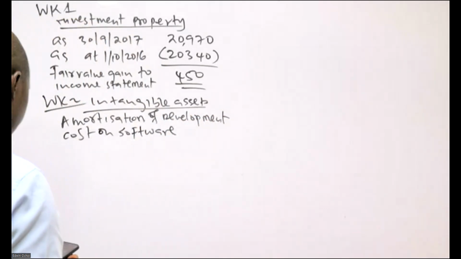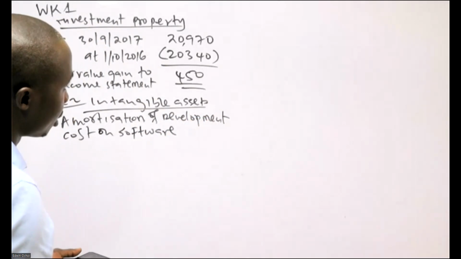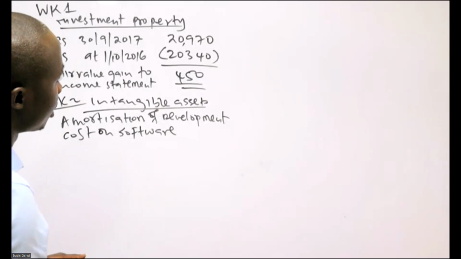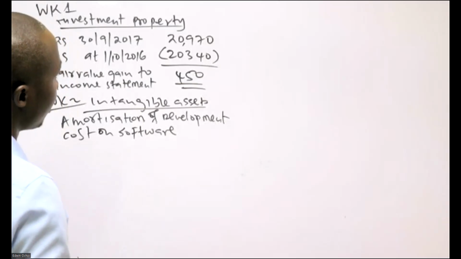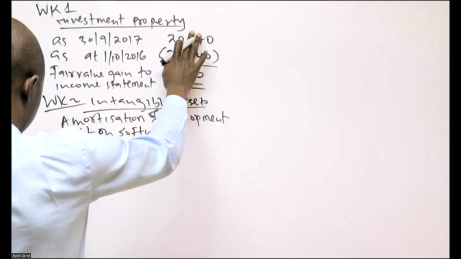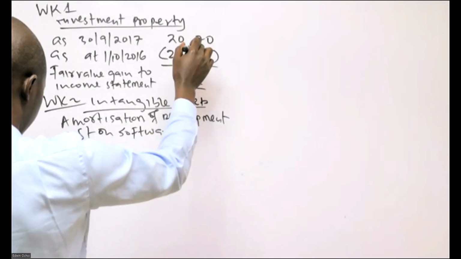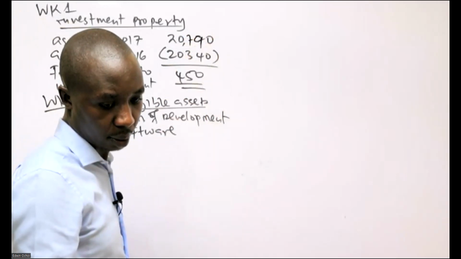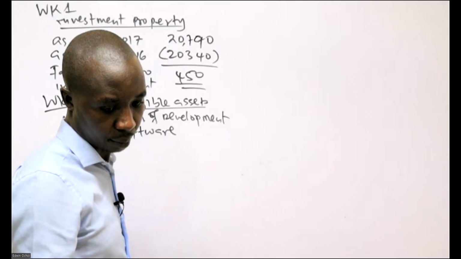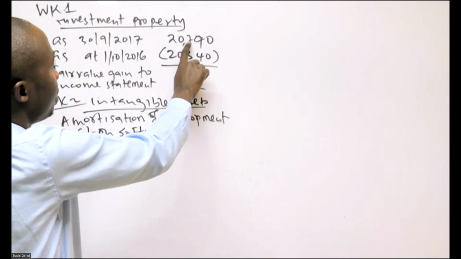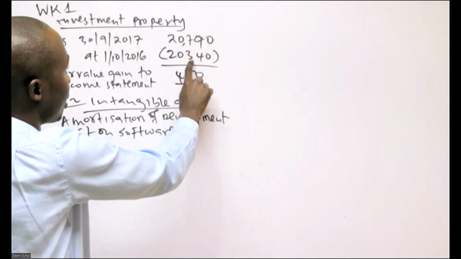No, it's 450. If you take 27,990 minus 23,340, it's 4,650. Oh, I've written it wrongly, that is a mistake here. It's 27,990. So this is where we made a mistake. It was 27,990 minus 23,340.